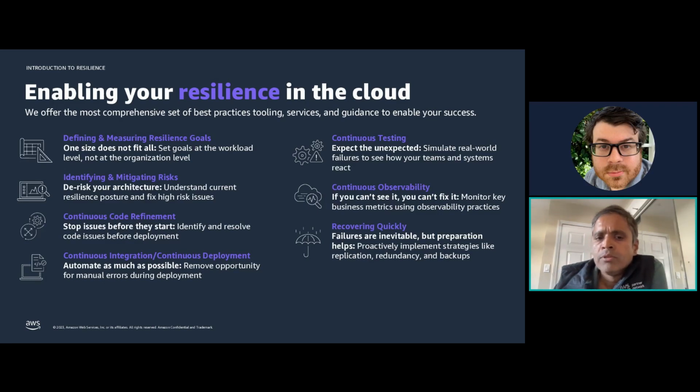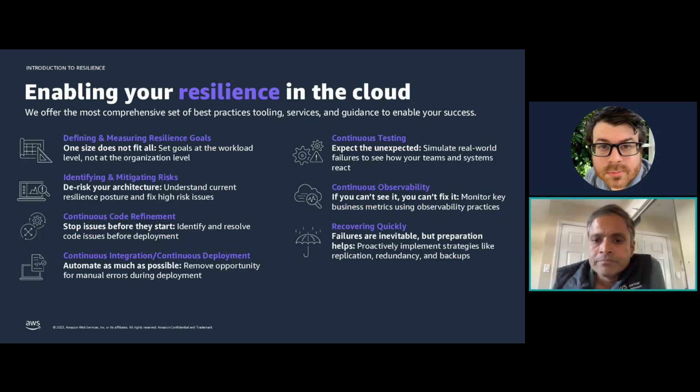Another popular testing methodology is the concept of game days, which simulate a failure or an event to test your systems, processes, and teams' responses. There are more details available about game days that can be found as a part of the AWS Well-Architected Reliability Pillar.